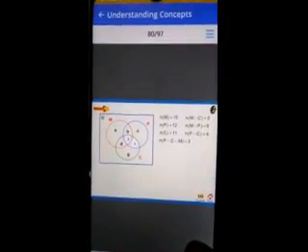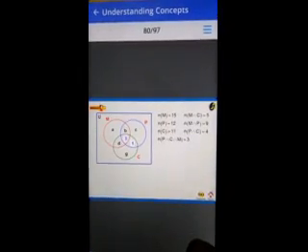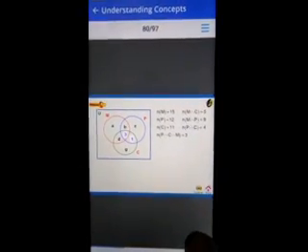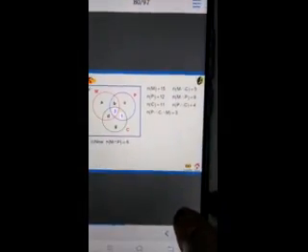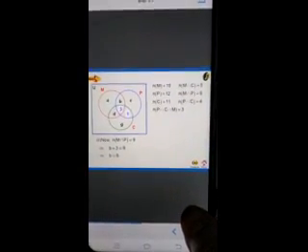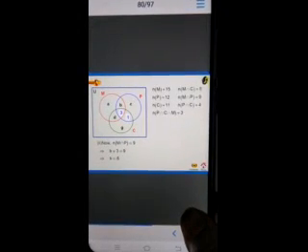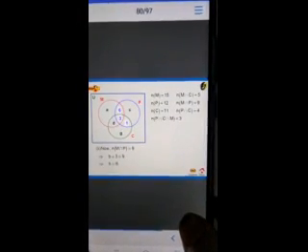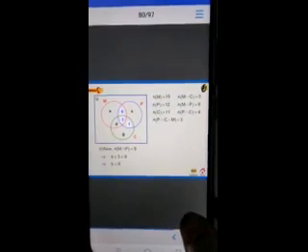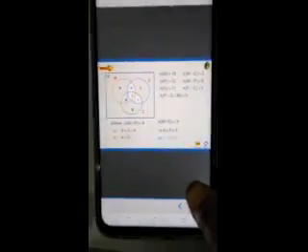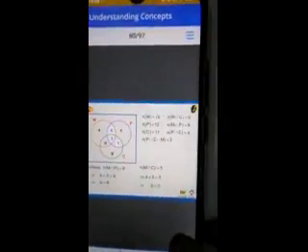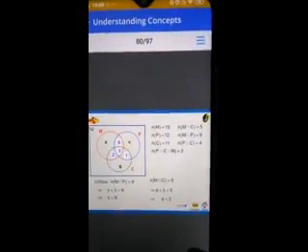Now, to find the number of students who study mathematics only, we have to find the values of B and D. We have the number of students who study mathematics and physics as 9. It gives B is equal to 6. Also, the number of students who study mathematics and chemistry is equal to 5. It gives D as 2.